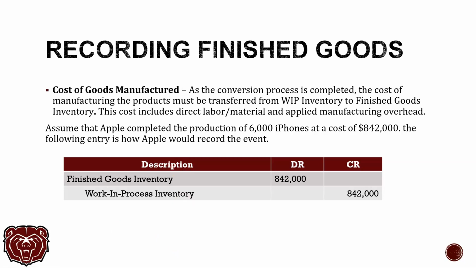Recall, though, that the costs include direct labor, material, and all the applied manufacturing overhead. So the applied manufacturing overhead being all those indirect material and labor. Okay, so let's assume that they completed the production of 6,000 iPhones. It cost them $842,000. That was their cost of goods manufactured. So that included all their direct and indirect material and labor. We would increase the finished goods inventory by $842,000, and we're going to decrease the work in process inventory by the same amount. We are basically moving that value from work in process to finished goods.